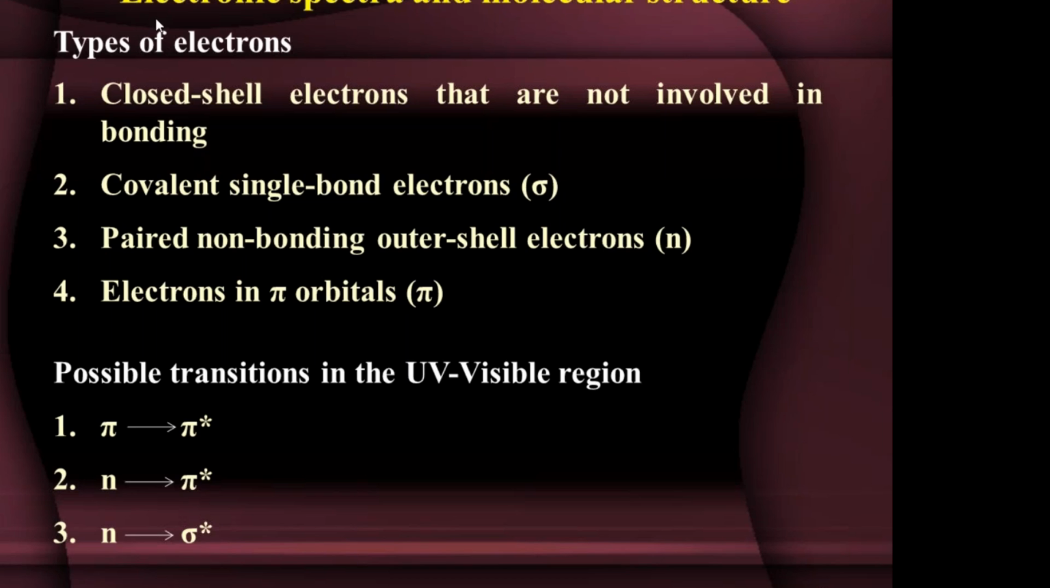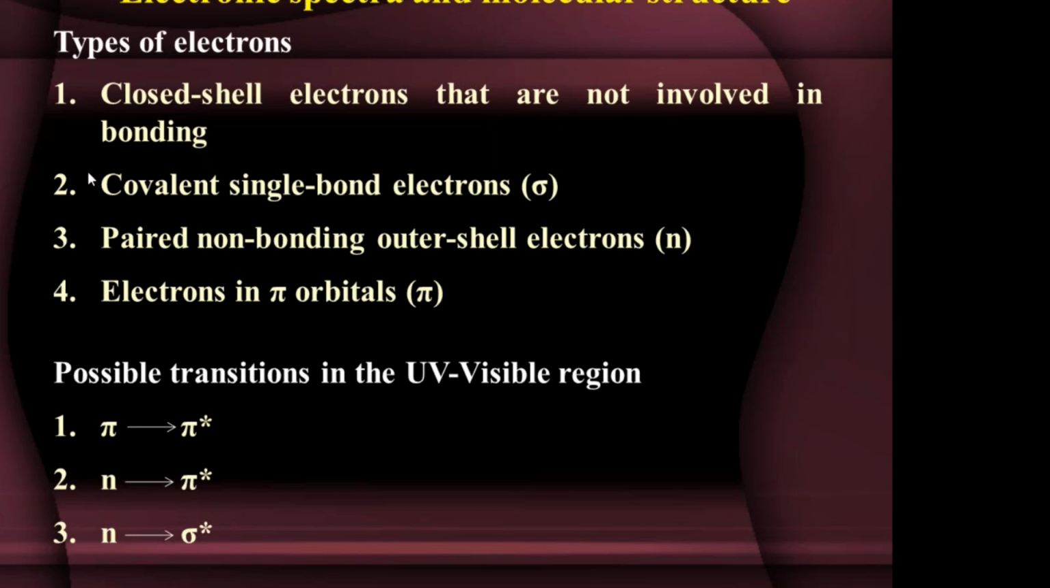Now we'll see the relationship between electronic spectra and molecular structure. So you have different types of electrons: closed shell electrons that are not involved in bonding, covalent single bond electrons, which are called the sigma electrons. You also have paired non-bonding outer shell electrons, which are the n electrons. And finally, you have the electrons in pi orbitals, that is the pi electrons. So these are the four types of electrons.